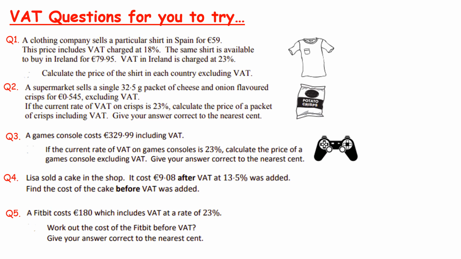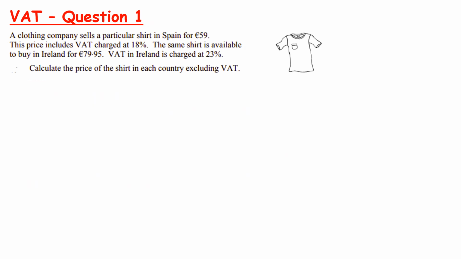So, welcome back. Hopefully you have worked through some, or if not all, of these questions, and I'm going to very quickly run through the solutions. Remember, this method that I'm going to show is not the method, it is one method. So if you did it slightly differently but ended up with the same answer, that is absolutely perfect. So: a clothing company sells a particular shirt in Spain for €59. The price includes VAT of 18%. The same shirt is available to buy in Ireland for $79.95. VAT in Ireland is 23%. Find the price of the shirt in each country excluding VAT.